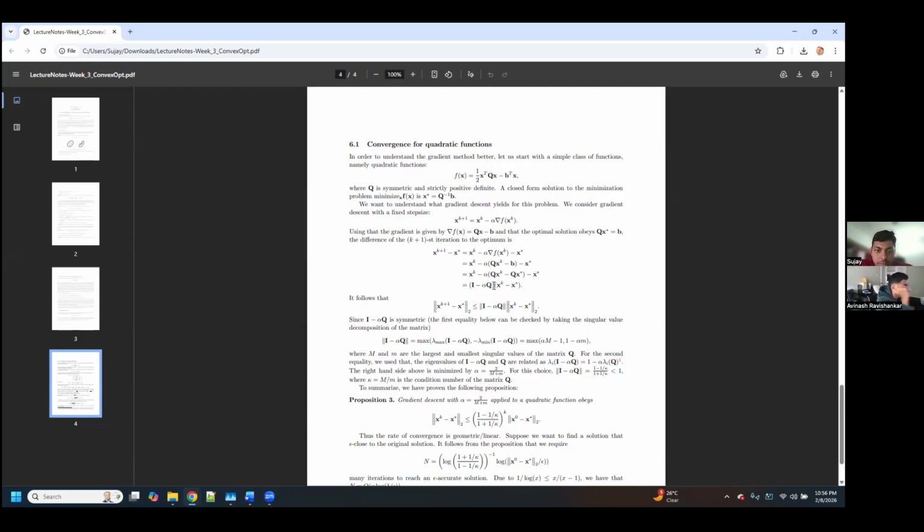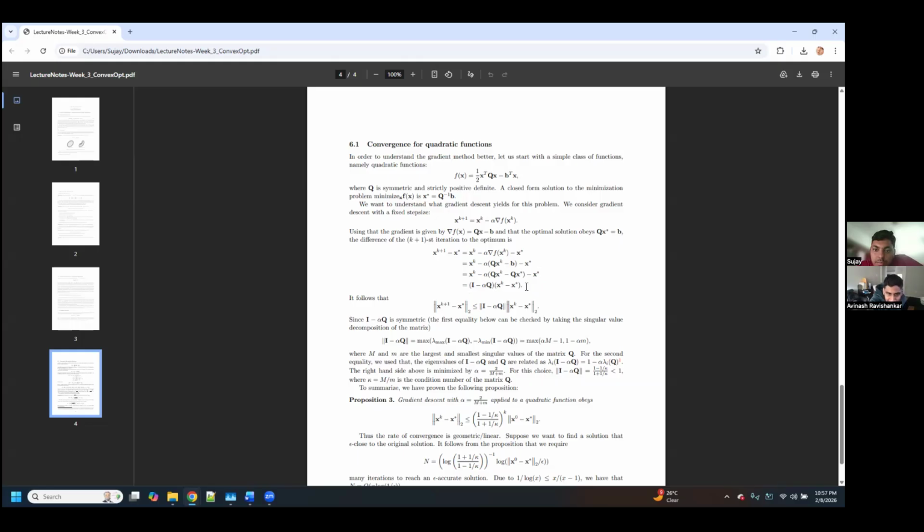Wait, let me see the algebra here. How did this algebra work? Let's go through the algebra slowly. We know x_{k+1} is xk minus alpha times del, and for del we have a formula, Qx minus b. So they just substitute x_{k+1} is xk minus this, then put in Qxk minus b, then collect terms, expand, and take everything to one side. So x star and xk we collect, and then get this.